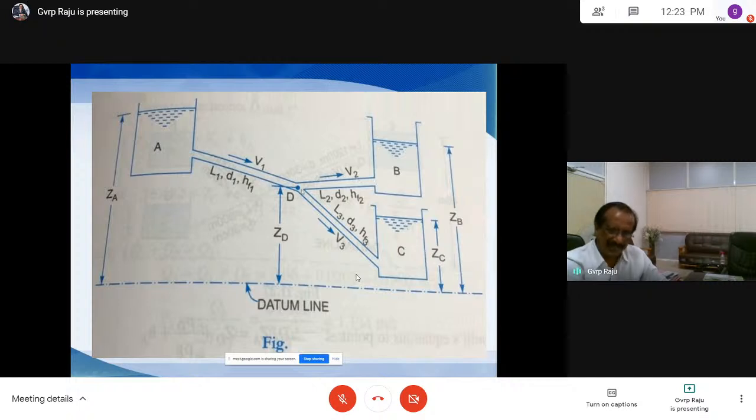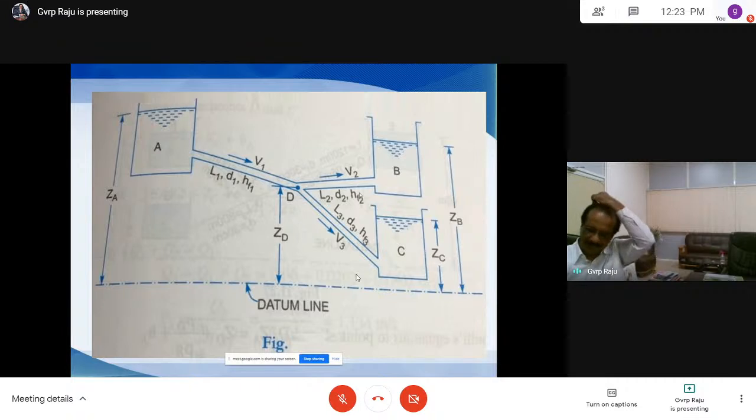So at D again, the velocity of the water at junction D is 0. Again, at reservoir B, the datum head is ZB. So write Bernoulli's equation between B and D, and the loss here is HF2. That is the third equation here. HF2 is f L2 V2 squared by 2 g D2.